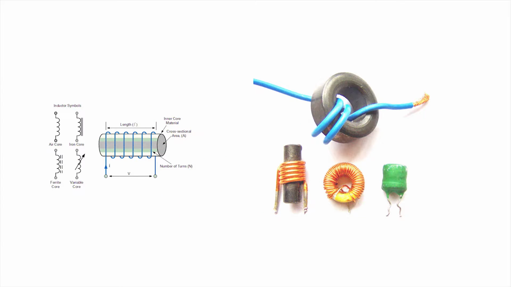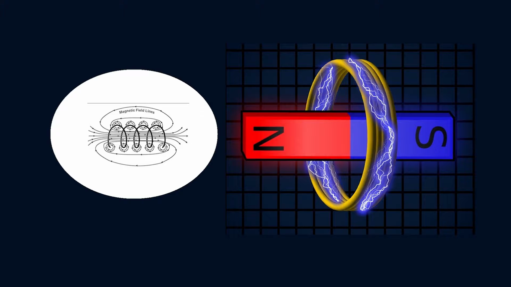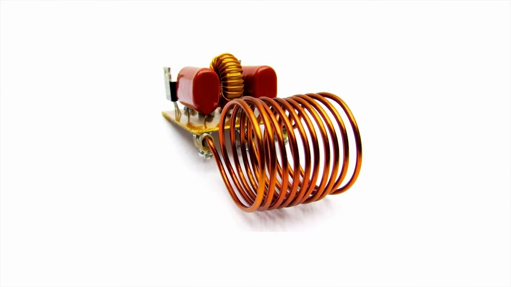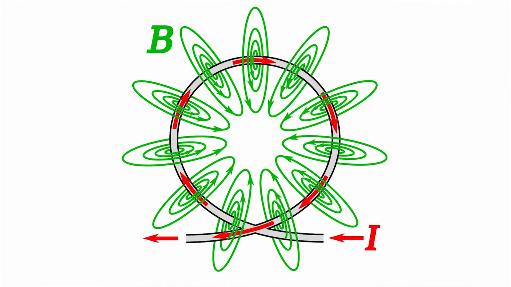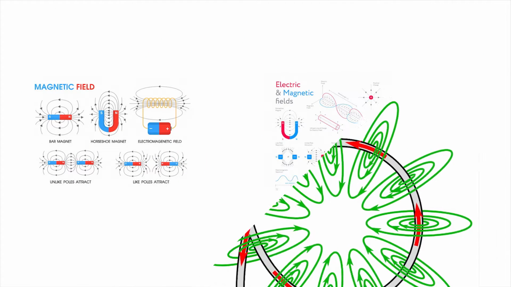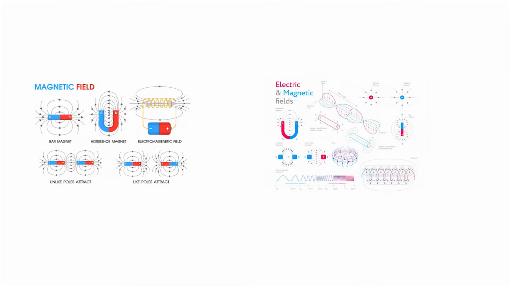An inductor is a passive electronic component that stores energy in the form of a magnetic field. In its simplest form, an inductor consists of a wire loop or coil. It is designed to take advantage of the relationship between magnetism and electricity, as a result of an electric current passing through the coil.